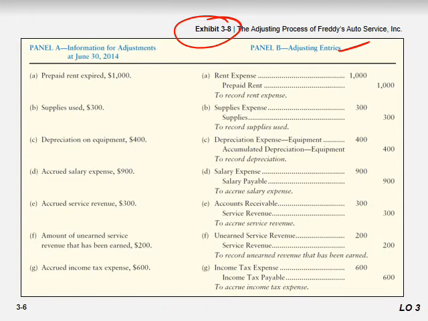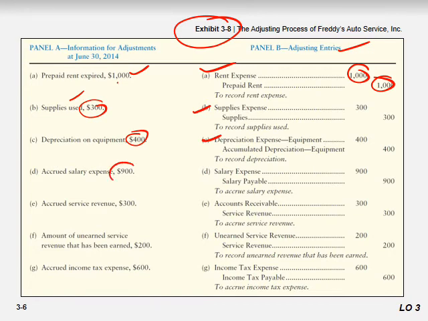So prepaid rent expired 1000, which means we consumed prepaid rent 1000. The entry would be rent expense to prepaid rent, right? So rent expense to prepaid rent 1000. Supplies used 300. Supplies used means consumed. So supplies expense to supplies. Depreciation on equipment 400, which is depreciation expense to accumulated depreciation, right?